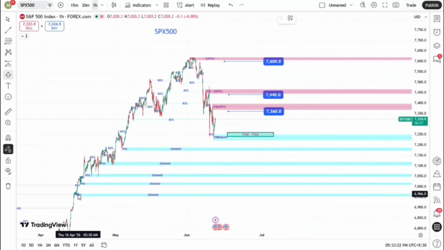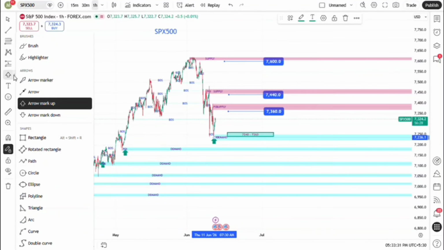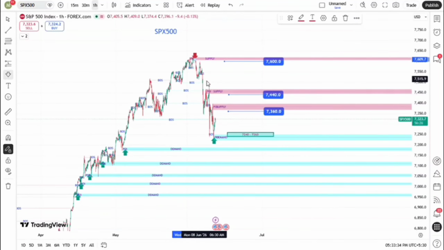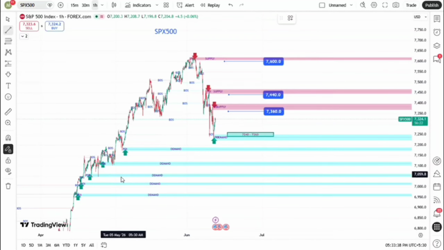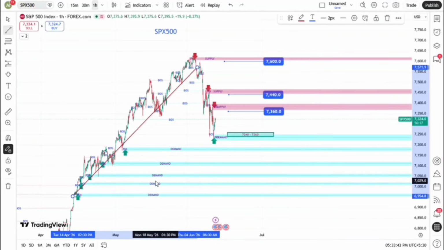While higher timeframe structure remains bullish, the hourly chart exhibits a structural correction. Following aggressive institutional distribution from major supply at 7,600, price printed multiple down structure breaks, transferring liquidity lower. We are currently interacting with a key demand level at 7,220.